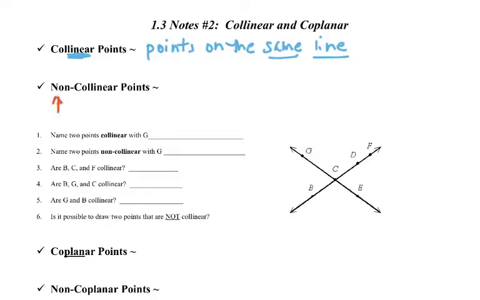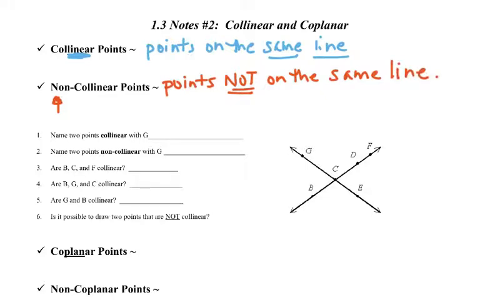Well, if collinear points are together on the same line, what do you think non-collinear points are? You're right, non-collinear points are not on the same line. So we have collinear points on the same line, non-collinear points not on the same line. So again, we look at a picture and we say, name 2 points collinear with G. Collinear means on the same line.